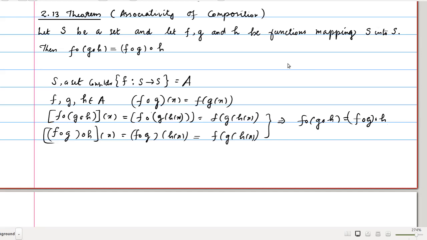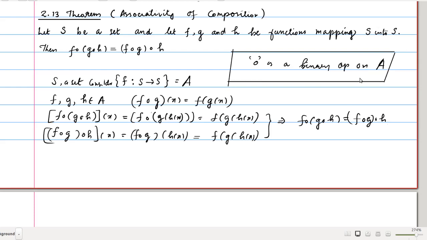Now you can consider this as a remark. You can note that this composition is a binary operation on this capital A, but it is not a commutative binary operation. You can easily prove that f composition g need not be equal to g composition f always. So there are some sets in which this composition is not a commutative binary operation, but it is an associative binary operation as well.